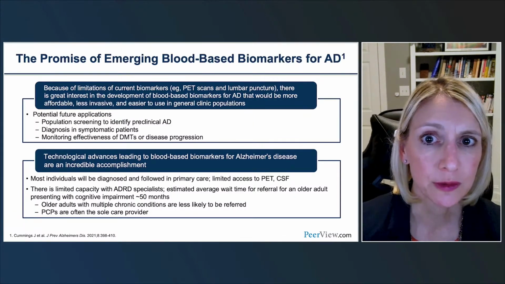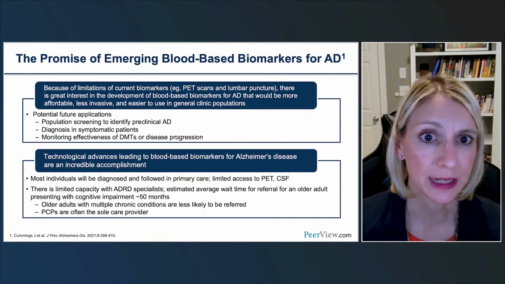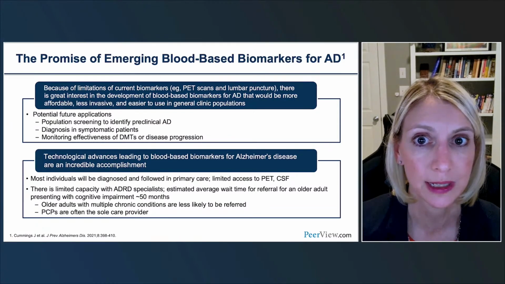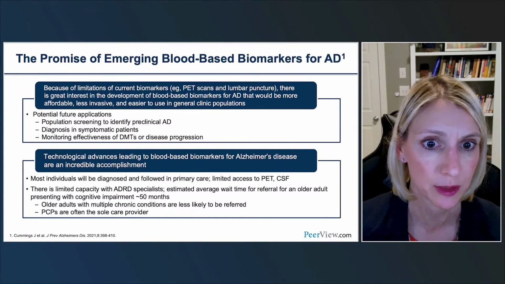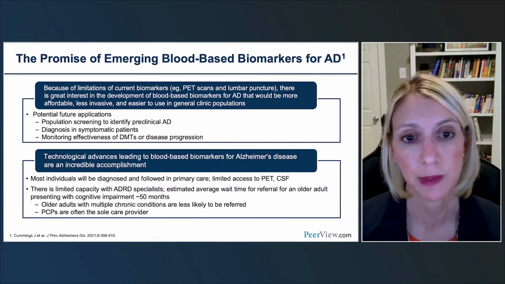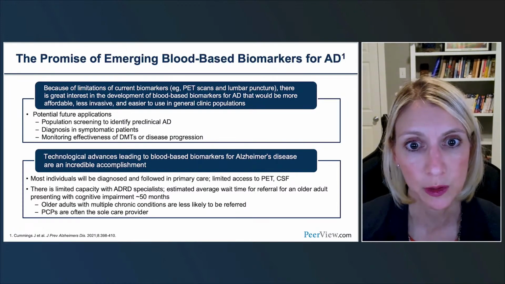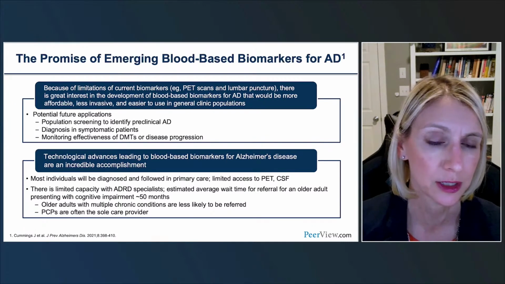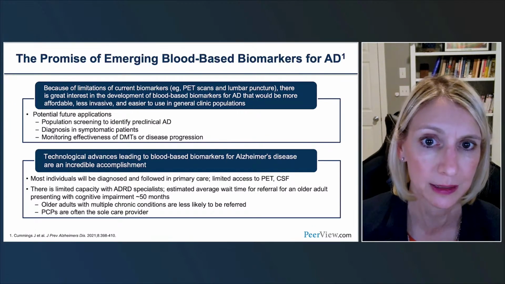So the past few years have really been tremendous in the development of technology that now allows us to examine blood-based biomarkers of Alzheimer's disease. Some of the difficulty has been because the levels of amyloid and tau in the blood are much less than the levels in the CSF. And so to date, it has been difficult to detect.